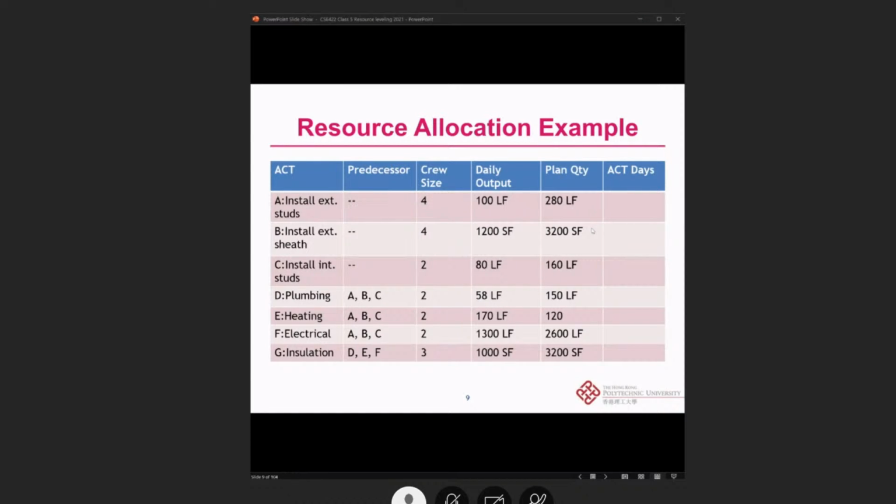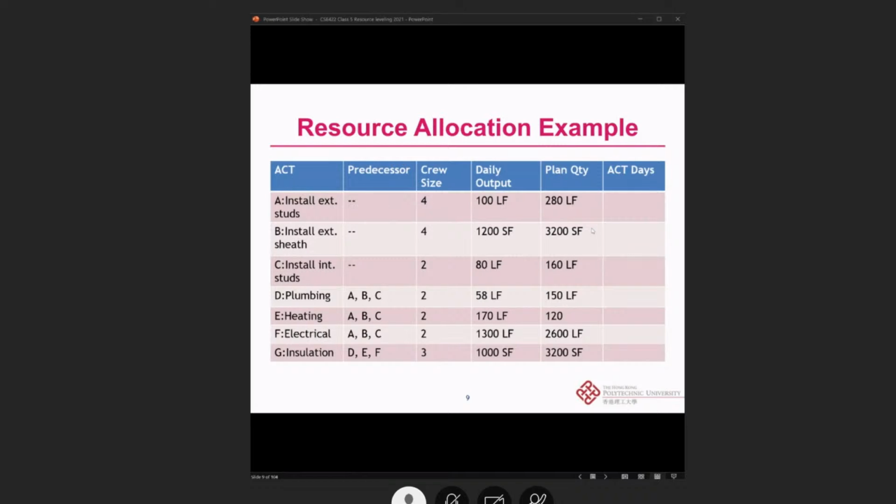Now for the resources we try to allocate, we only consider one, which is the crew size. Of course, there are other things that we can assign, but for this example, we only consider the need of workers, like the crew size. So activity A needs 4 people, B is 4, and C is 2. Based on that, there is a daily output. If we have 4 people, we can do 100 LF of daily output, but the planned quantity is 280.